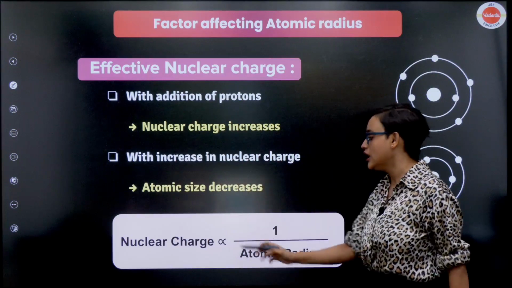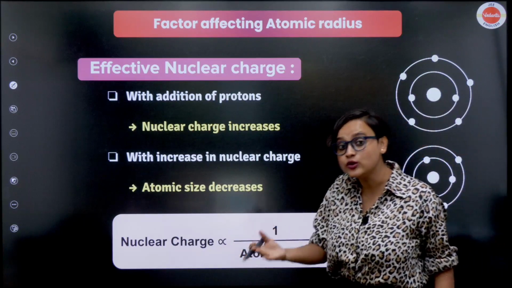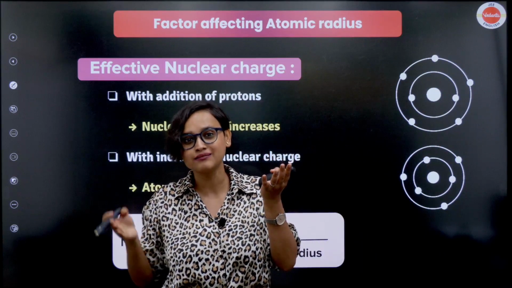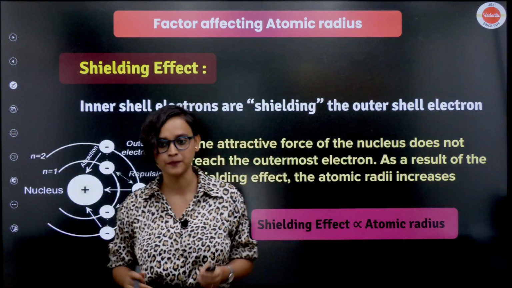That means that nuclear charge is inversely proportional to atomic radius. So, if nuclear charge increases, atomic radius decreases. If atomic radius increases, nuclear charge decreases. Got it? Clear? Simple, easy.